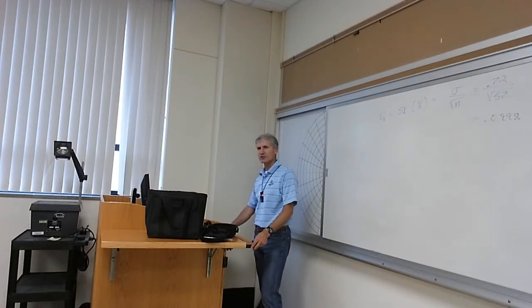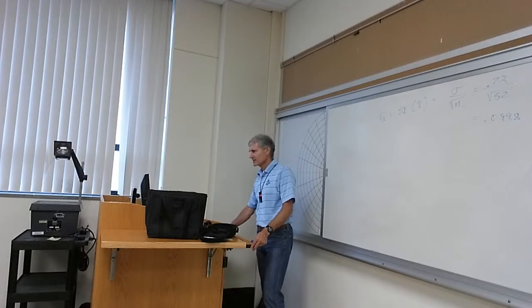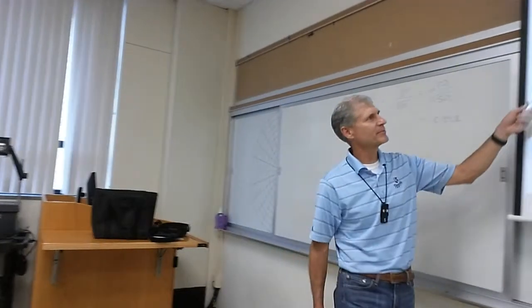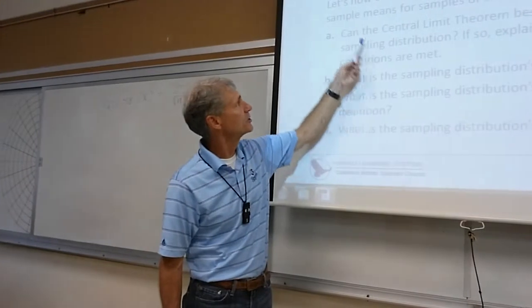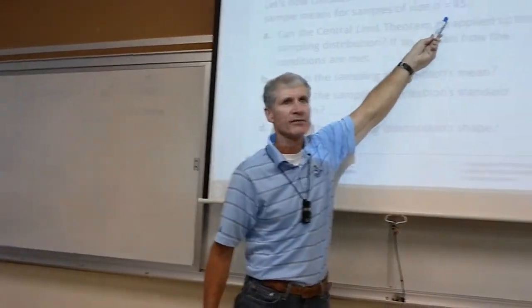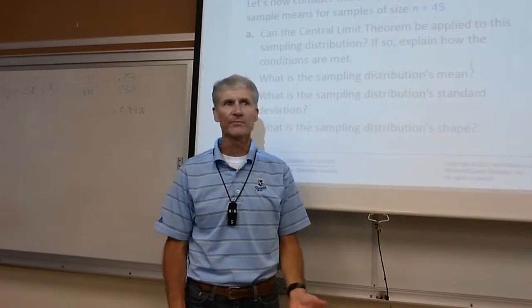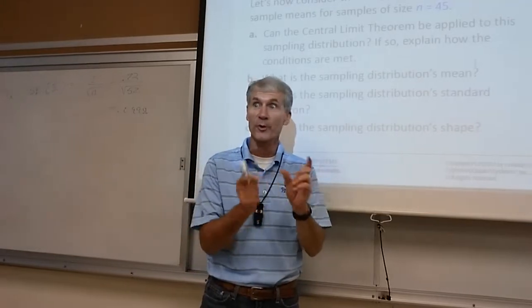Here's weights of horse jockeys. Skewed distribution. Can the central limit theorem be applied to the sampling distribution if we take samples of size 45? Yes, because you've satisfied one of the two or parts. Right?